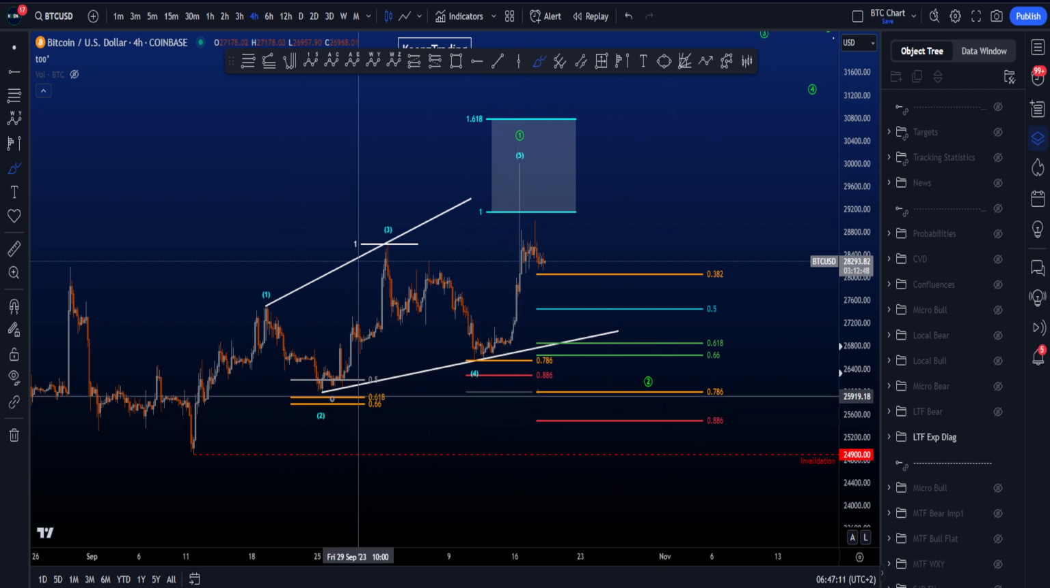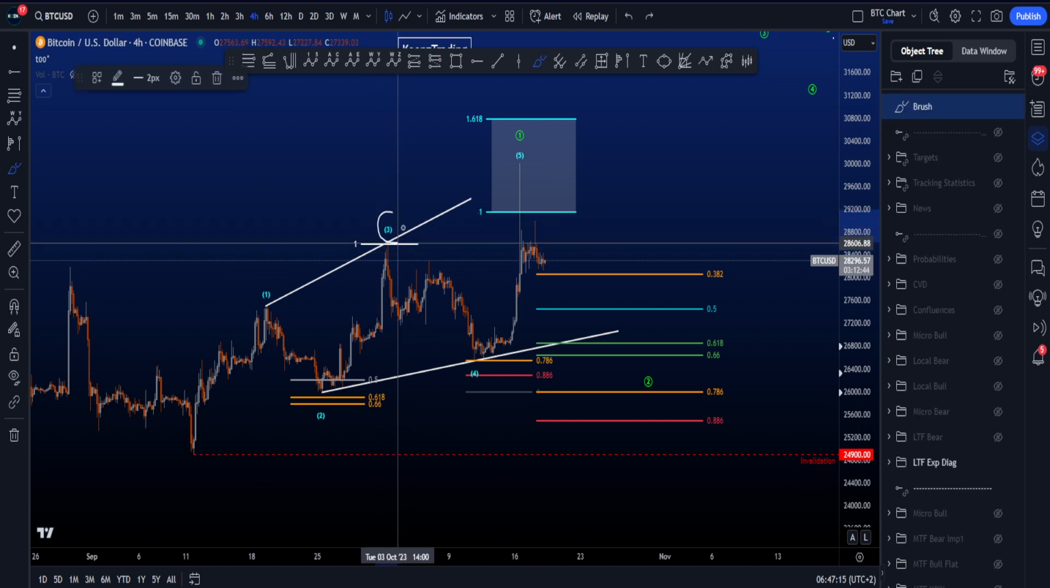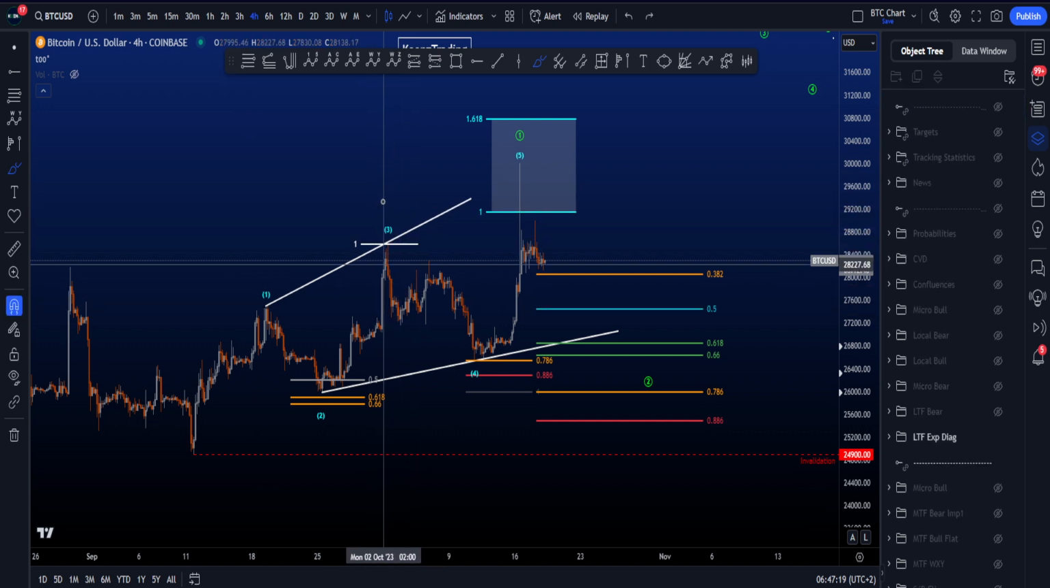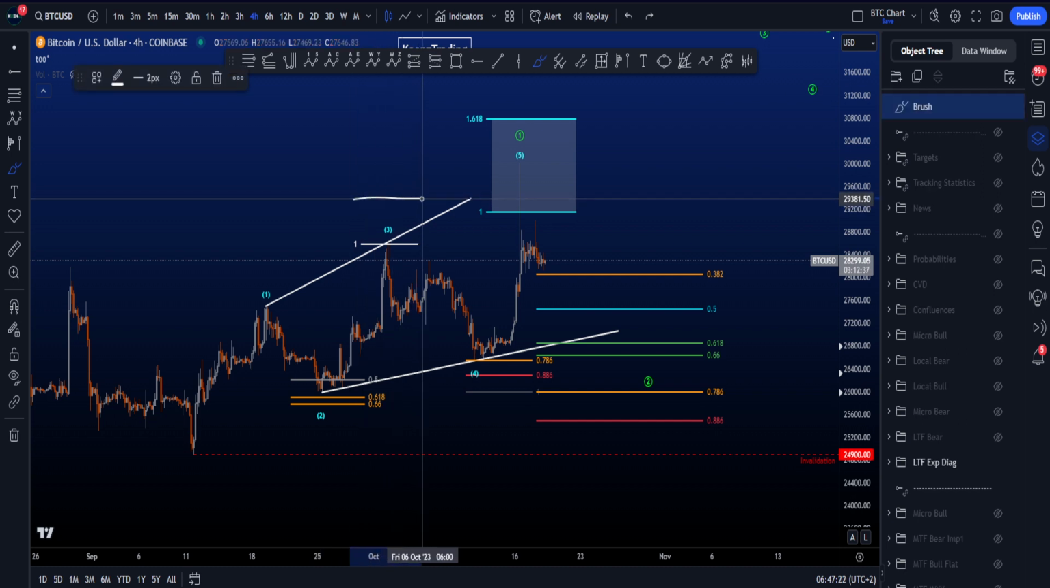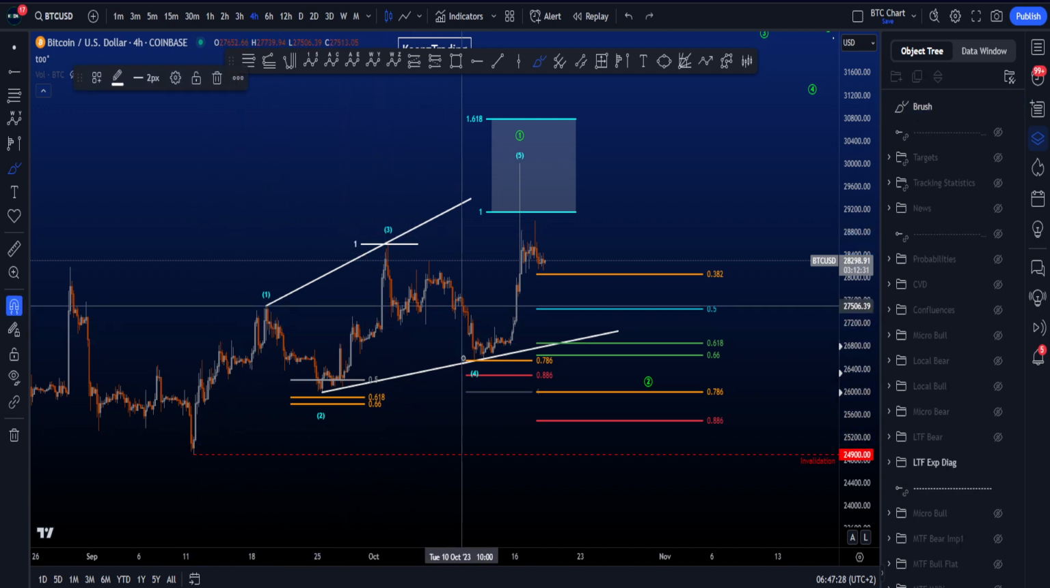rare scenario. But here we have wave 3 longer than wave 1. That is what you want to see. Wave 3 did not reach the common targets for wave 3 in an expanding diagonal, as usually the 1.272 is a minimum target, but it is not invalidated because it is at least longer than wave 1.